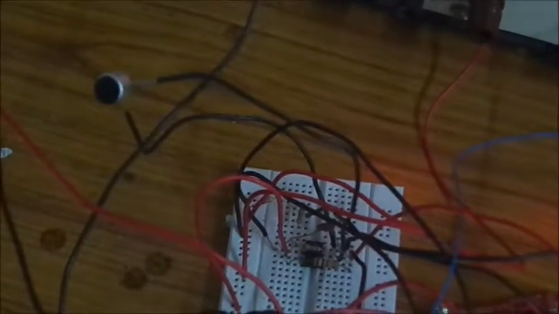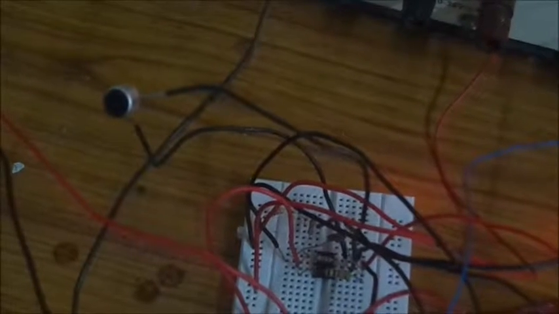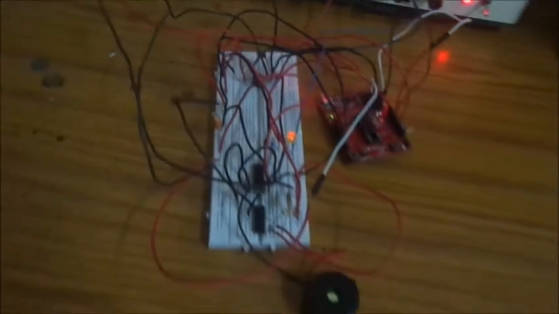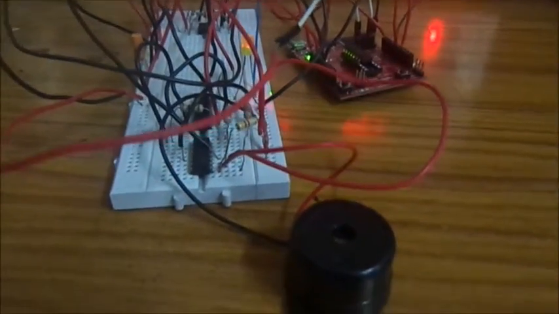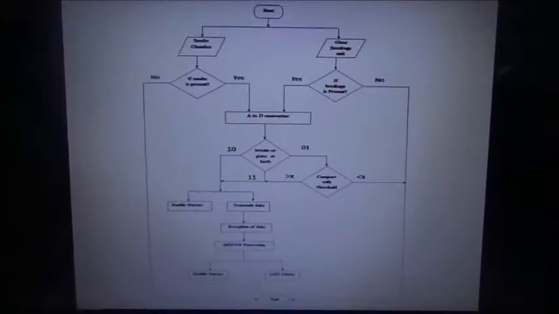Coming to the glass break detector, the working is the same as the smoke detector. Whenever the input is detected by the microphone, the LED glows and the buzzer blows. The flowchart of our project is shown here.